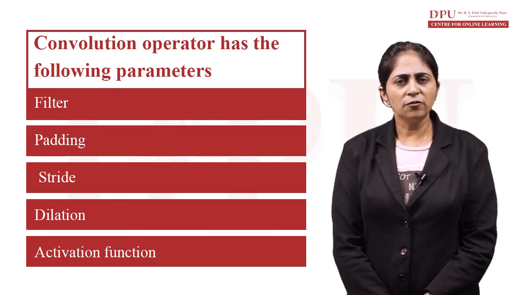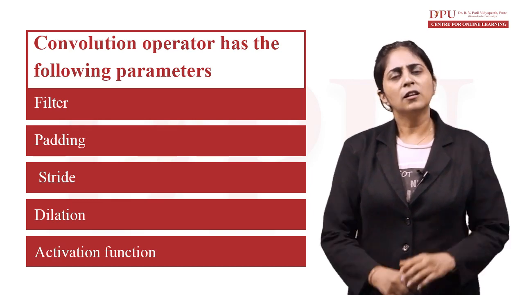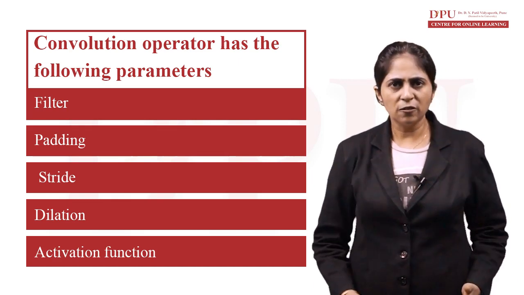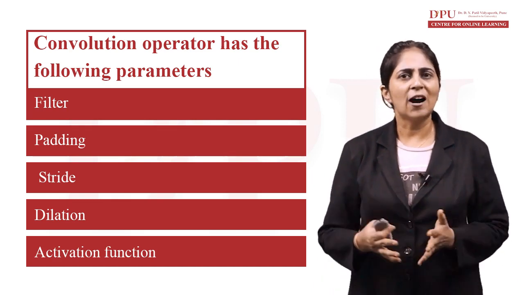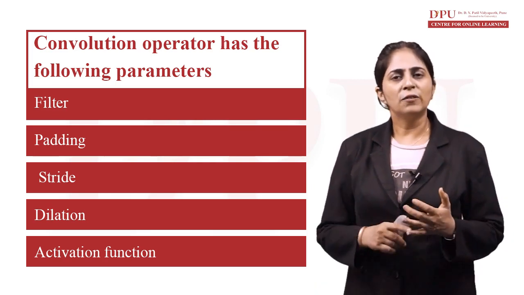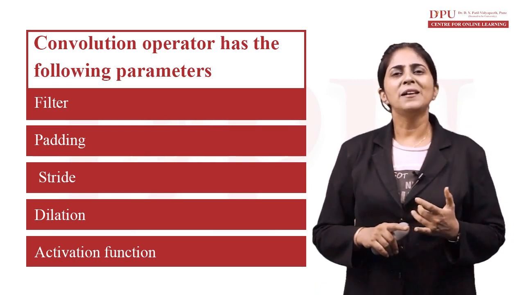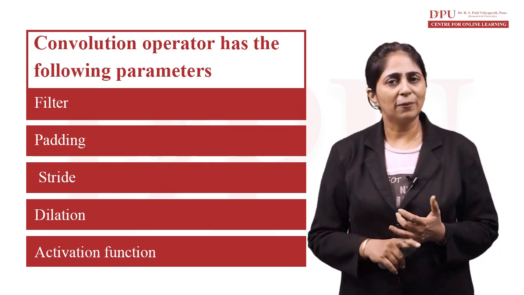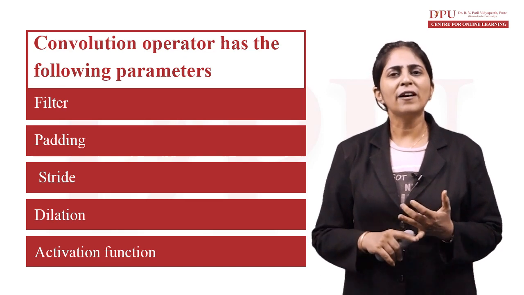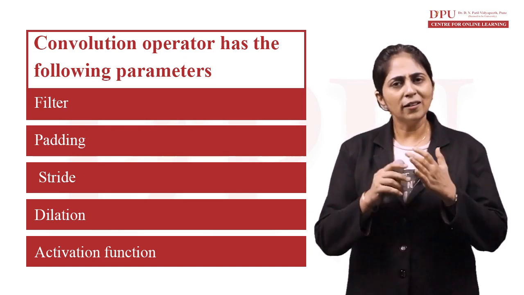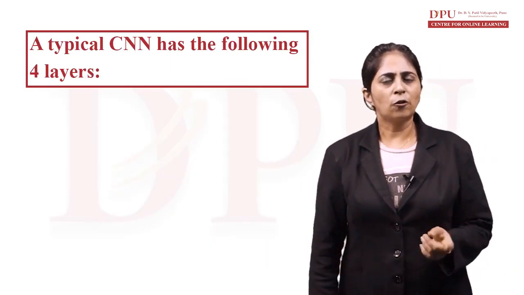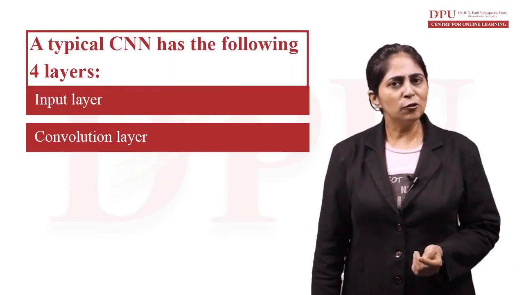Next is the activation function. After the filter has scanned the whole image, we apply an activation function to the filter output to introduce some form of non-linearity. So we have seen the basic 5 parameters that we apply on the convolutional layer. These basic 5 parameters are very important and the main component of our convolutional neural network. So we have talked about the input layer and the convolutional layer.